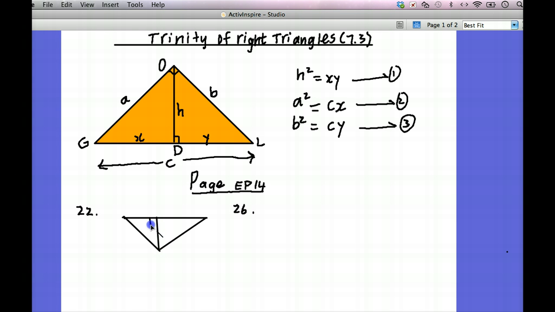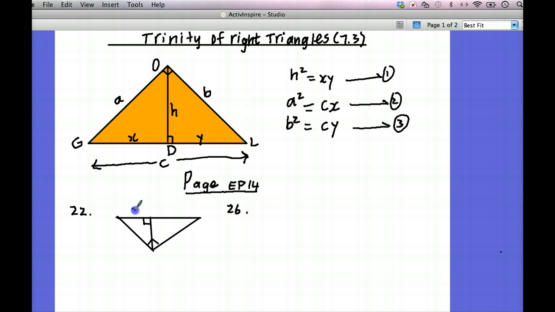We have a right angle here, right angle right here. And here's what we're given. We're given this segment of the hypotenuse, the overall hypotenuse is 5. They'd like us to find x, and they're giving us that the altitude is 5.